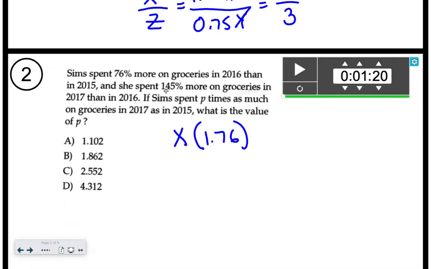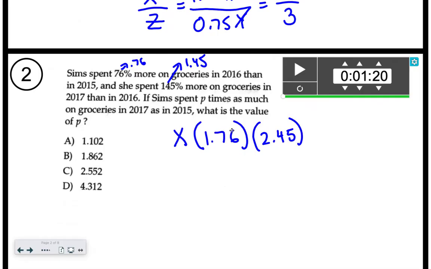Again, that's 1 plus 0.76 because it's more. Now she spent 145% more. Now this is where you've got to be careful. We are doing one plus, so let me recap. This as a decimal is 0.76, and then we added it to 1. This as a decimal is 1.45, but we've got to add it to 1 for the increase. So that's 2.45 is what we have to multiply by.